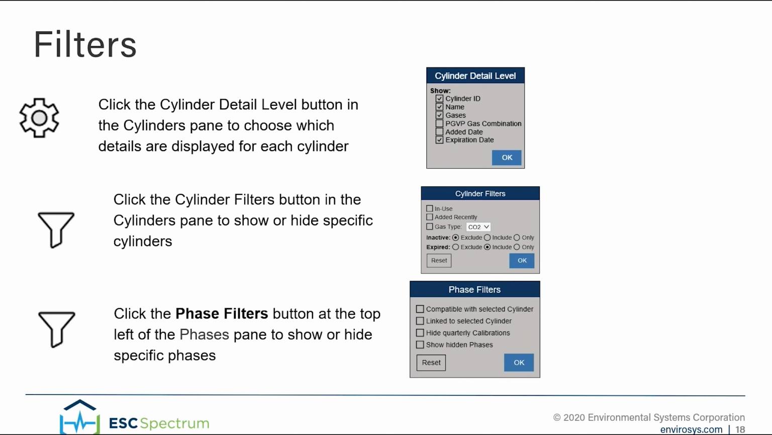In the phase filters, at the top of the right side of the screen, the phases, you can show or hide specific phases. You can show the compatible with the cylinder, link to the particular cylinder, hide quarterly calibrations. You can show hidden phases if you did have some that were hidden. Just, again, lots of functionality of being able to use this tool.